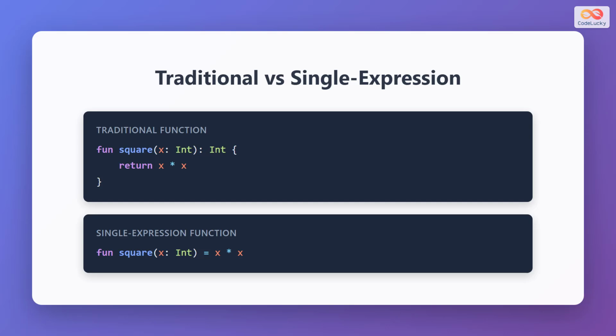With single expression syntax, you can simplify this dramatically. You write function square that takes integer x, then use an equals sign instead of curly braces, followed directly by x multiplied by x. No return keyword needed, no curly braces. It's that simple.